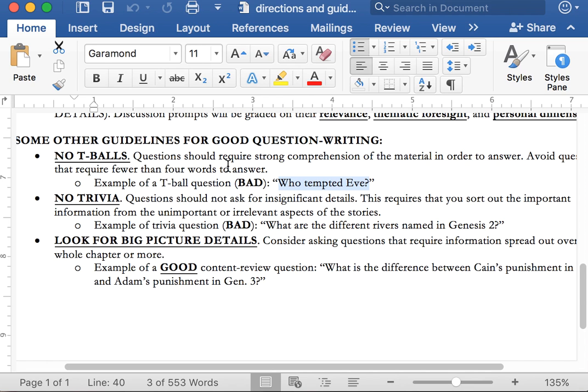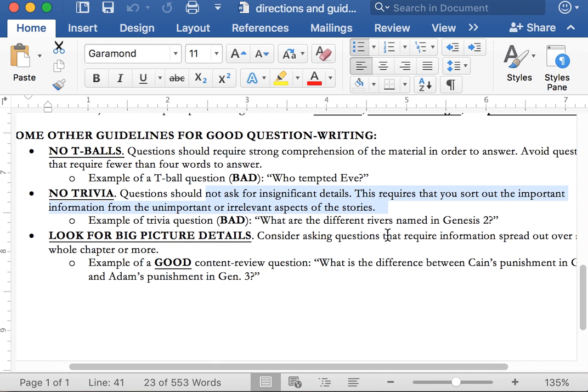No trivia questions. It should not ask about insignificant details. So that requires that you sort out the important stuff from the not important stuff. An example of a bad question because it's too trivial: what are the different rivers named in Genesis 2? There are like 4 rivers that are named, but it matters not at all to the action of the story, right? To know those names.